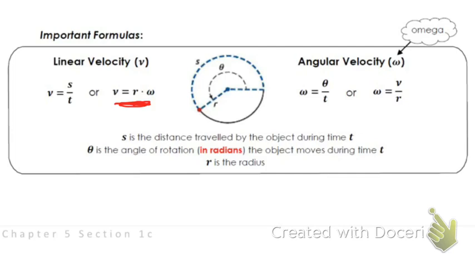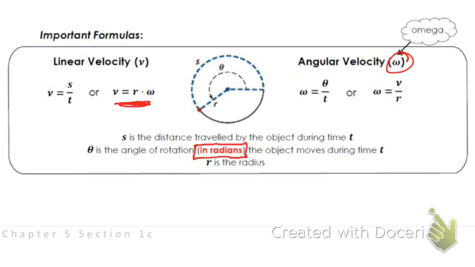So let's go over to the right and talk about angular velocity. Angular velocity is omega. So omega equals theta over t. We already know that t is our time. Well, what's that theta? Theta is always going to stand for angles. In pre-calc, we'll always use theta to stand for an angle that we don't know yet. So theta is the angle of rotation, and get this, it's in radians.